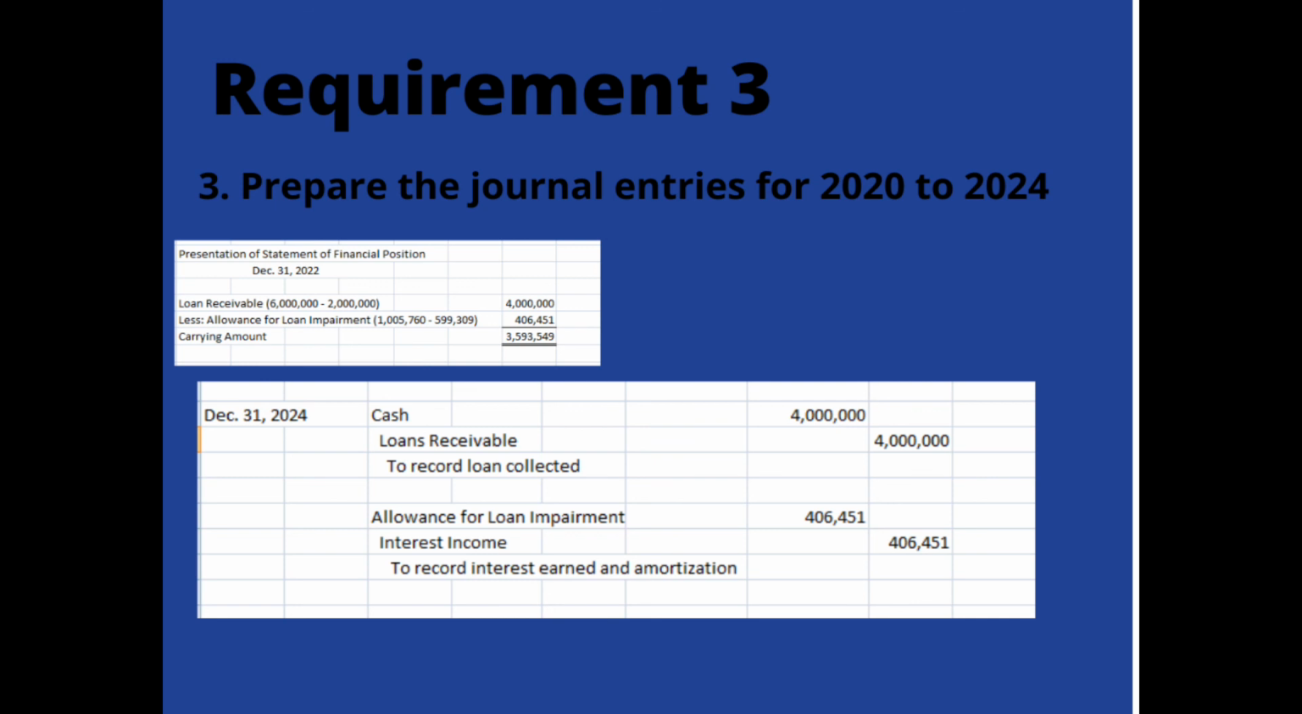And then there will be no presentation of financial position for this year because the loan receivable has already matured and been collected. If you want to make sure your answer is correct, add all interest income from 2020 to 2024, and the total interest income must equal the impairment loss of 3,175,000.